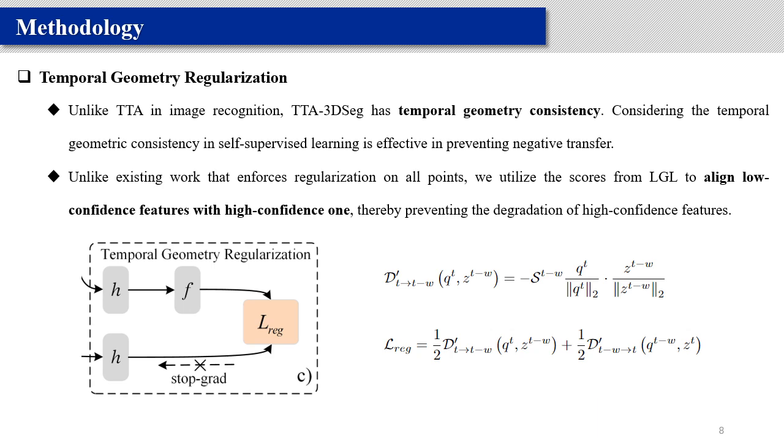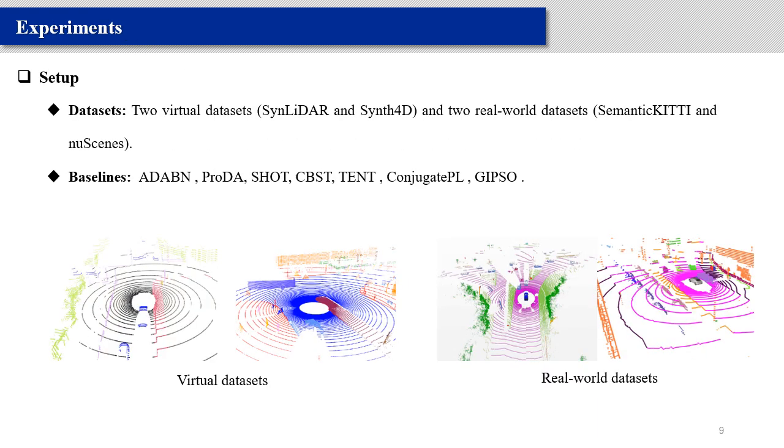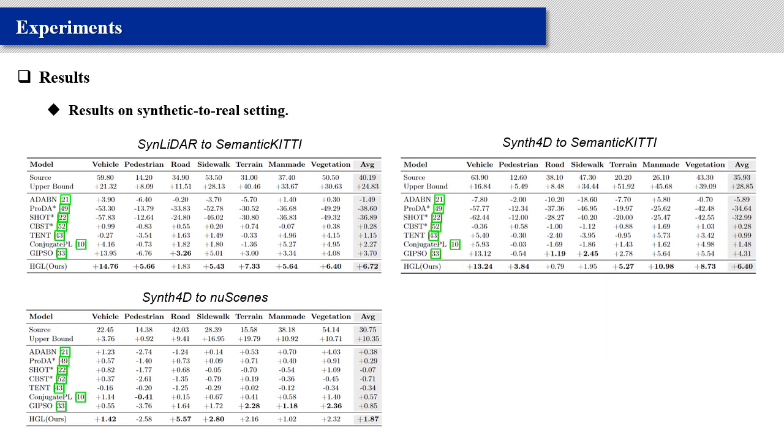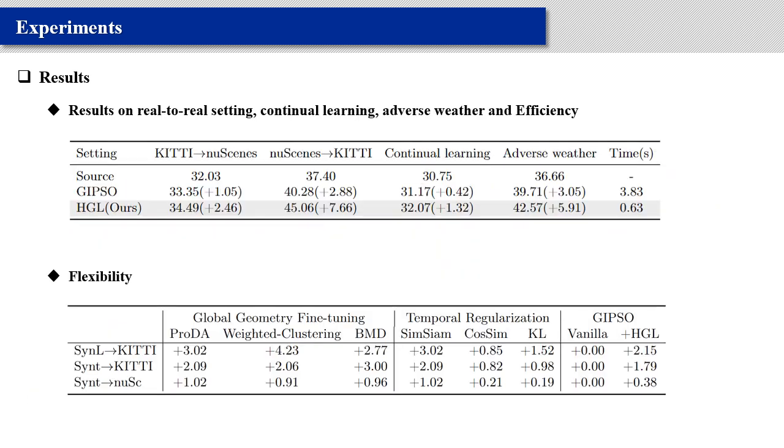We have evaluated our HGL framework on extensive tasks, including 2 virtual datasets, SynLiDAR and Synth4D, and 2 real-world datasets, SemanticKITTI and nuScenes. Here are the results on the synthetic to real setting. We can see that HGL shows remarkable performance, surpassing existing methods by a significant margin. We also conduct extensive experiments across other adaptation scenarios, including real-to-real, continual learning, and adverse weather.